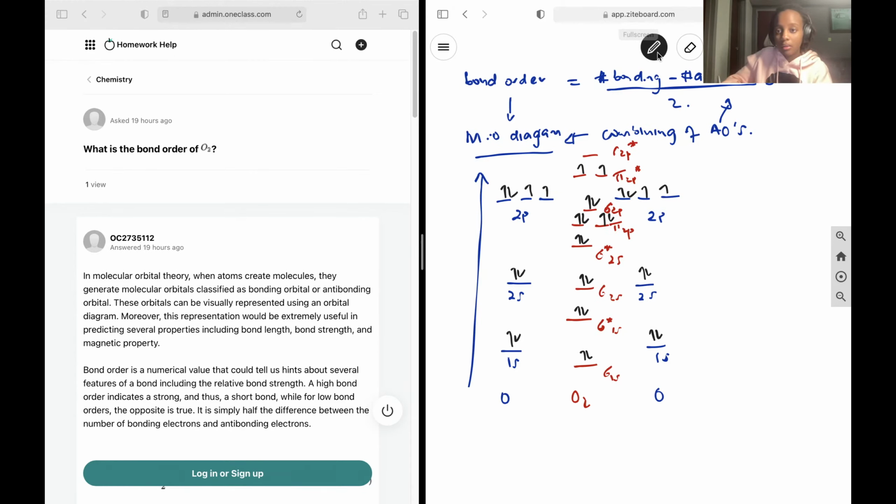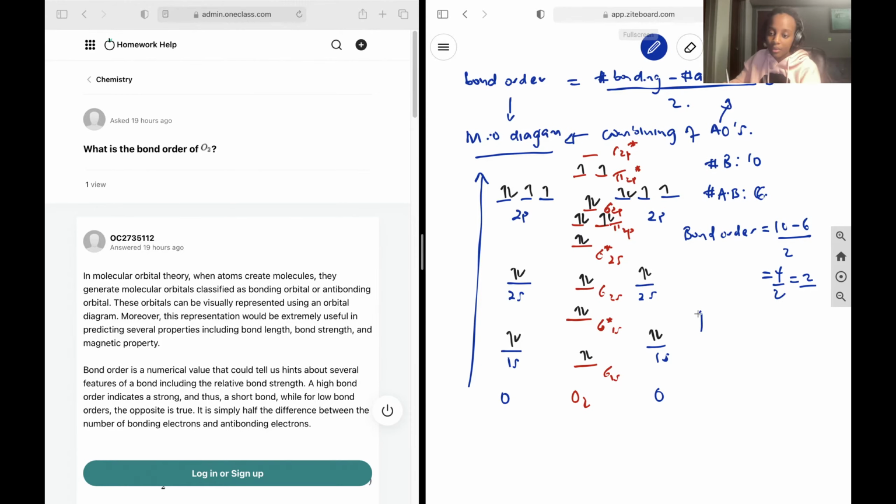Okay, so for our number of bonding, we have 2, 4, 6, 8, 10. For our number of antibonding, we have 2, 4, 6. So our bond order would be 10 minus 6 over 2. That's 4 over 2, and that is going to give us 2.